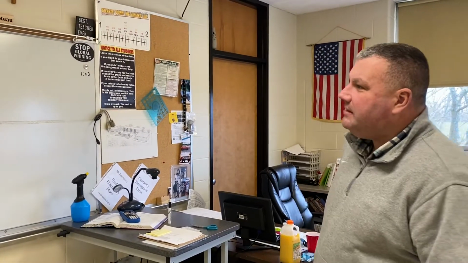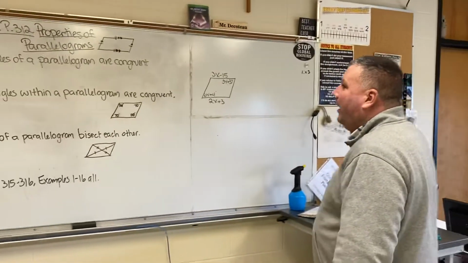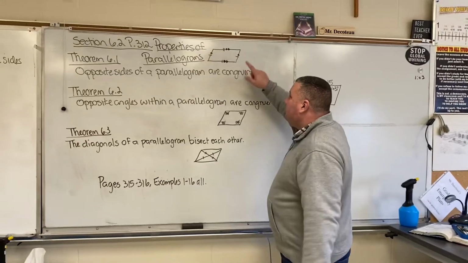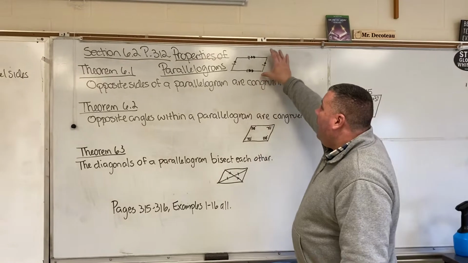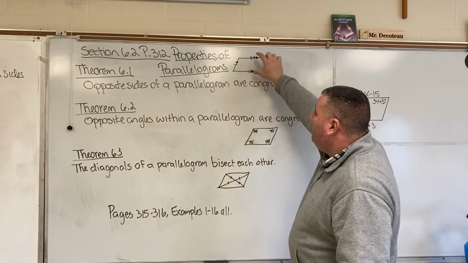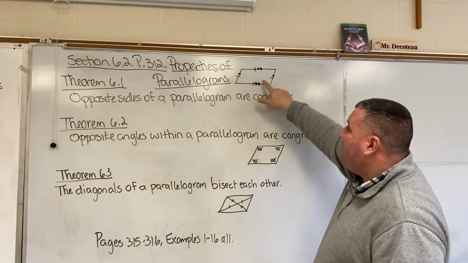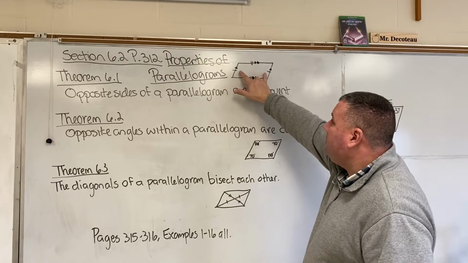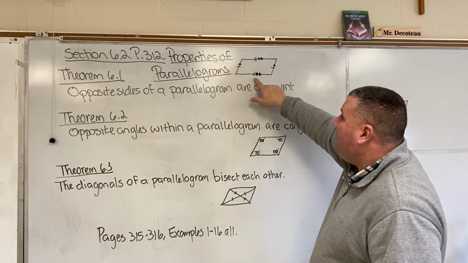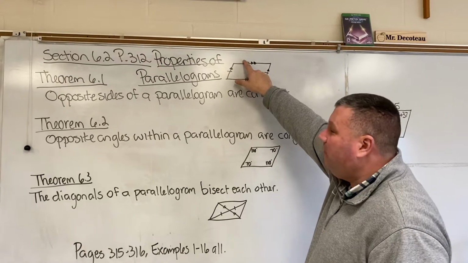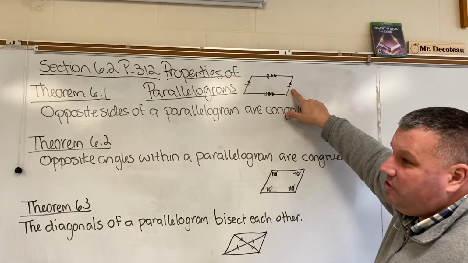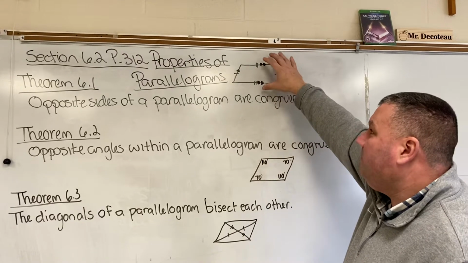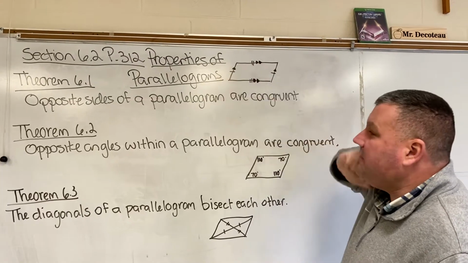Opposite sides of a parallelogram are congruent. Remember in section 6.1 that we learned that the opposite sides of a parallelogram are parallel, but they're also congruent. Notice I have a single hash mark here saying that these two are congruent, and I have a double hash mark here saying that these are congruent. If this was a single hash mark, that would say that this is congruent to this, which is not the case. So just understand that. That's why there's a double versus a single.